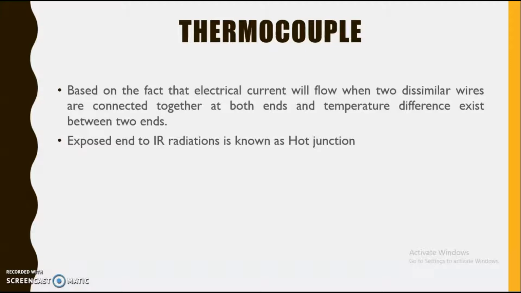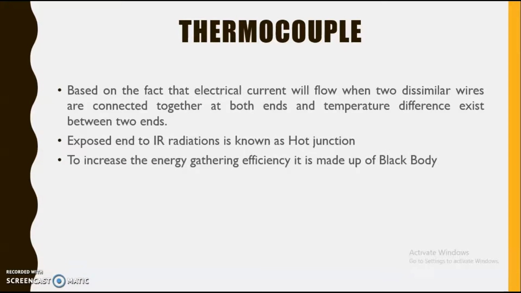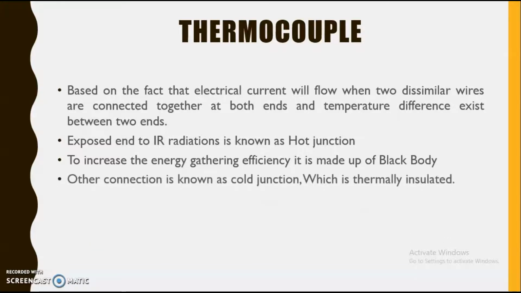Now of the two ends, one is exposed to the IR radiations, which is known as the hot junction, because when IR radiation falls on that point, that junction becomes hot due to the falling of the IR radiation. And to increase the gathering efficiency of the energy, it is made up of a black body. The other end is known as the cold junction, which is thermally insulated.